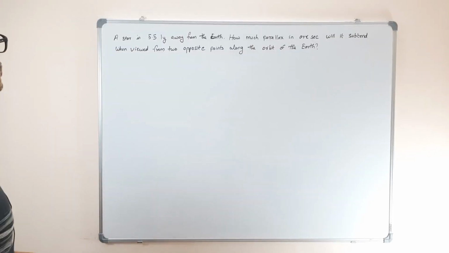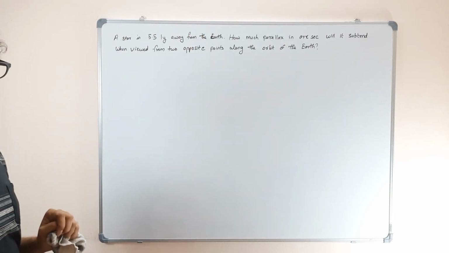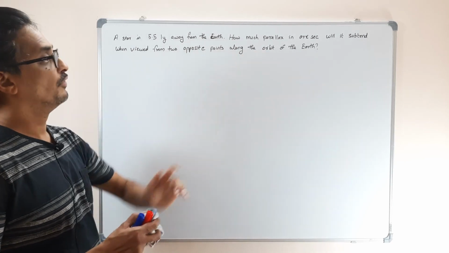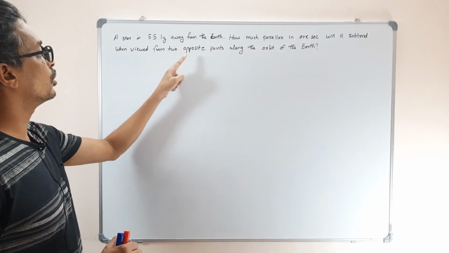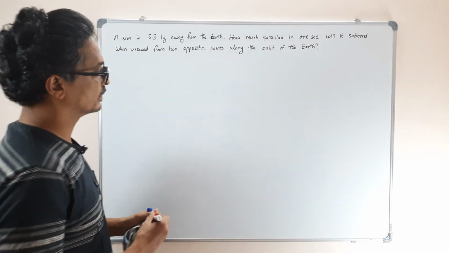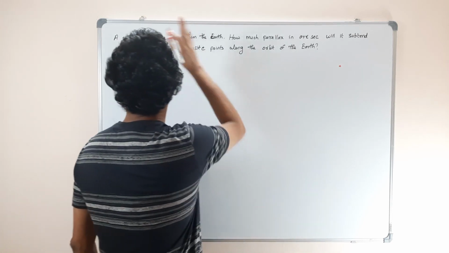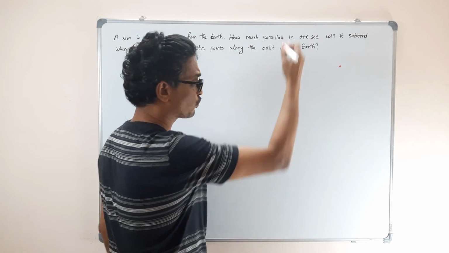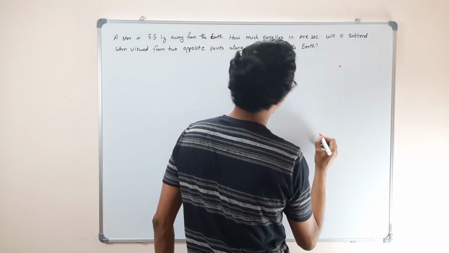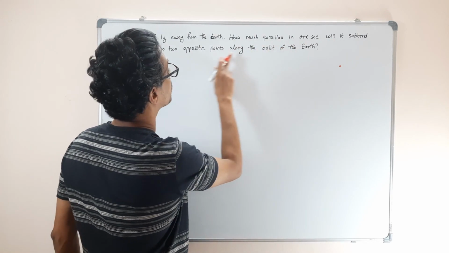Okay. Do this problem. A star is at 5.5 light years away from the earth. How much parallax in arc seconds will it subtend when viewed from the opposite points along the orbit of the earth? So you have a star which is 5.5 light years away from the earth. So it's quite far away. And how much parallax will be obtained from the opposite points along the orbit of the Earth?